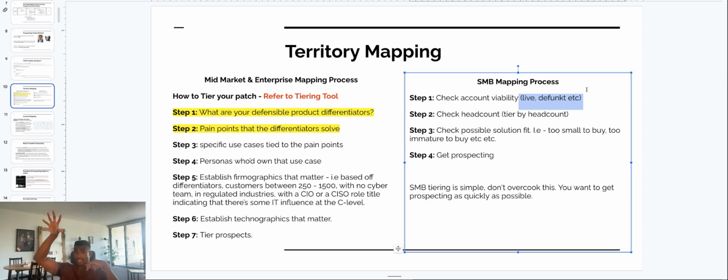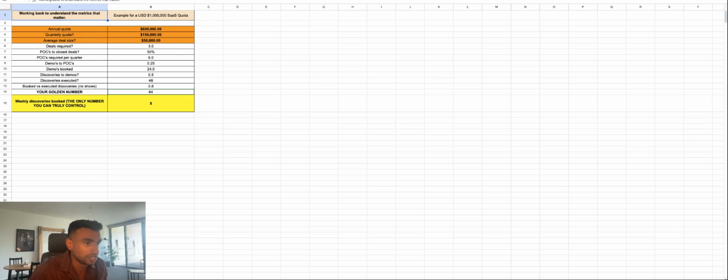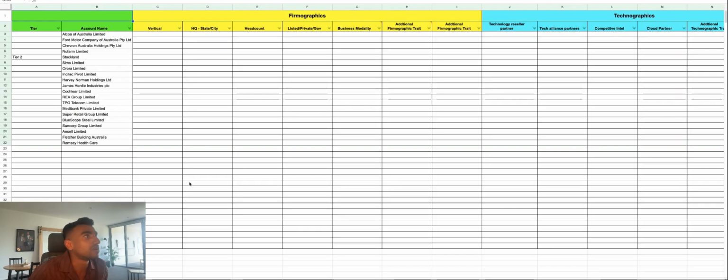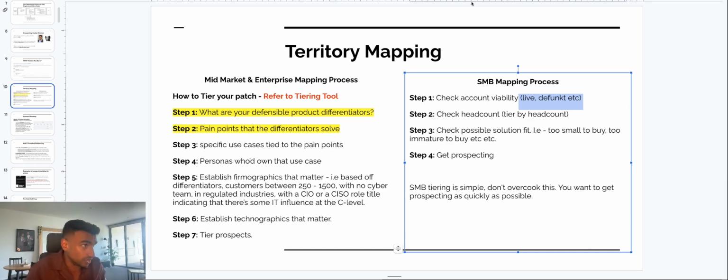So go through in your territory mapping spreadsheet. You should have a spreadsheet that you use to basically map your territory. So something like this. This is a very extensive one that I would use for a mid-market account, but you can very quickly go through and repurpose the spreadsheet. Ignore all these headings over here. That's for more mid-market. But really what you need is you just need to know what is their head count, right? And maybe having a second tab over here and just saying live account or defunct account, right? So really straightforward. Don't need to overcook this.